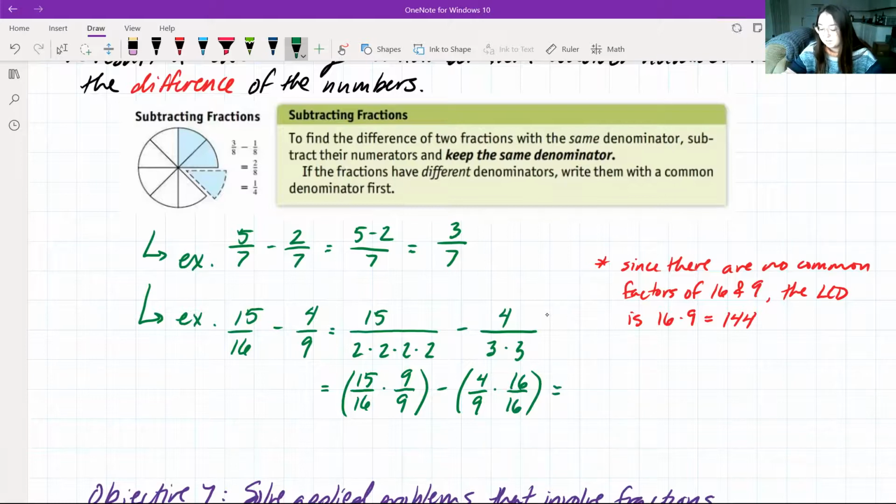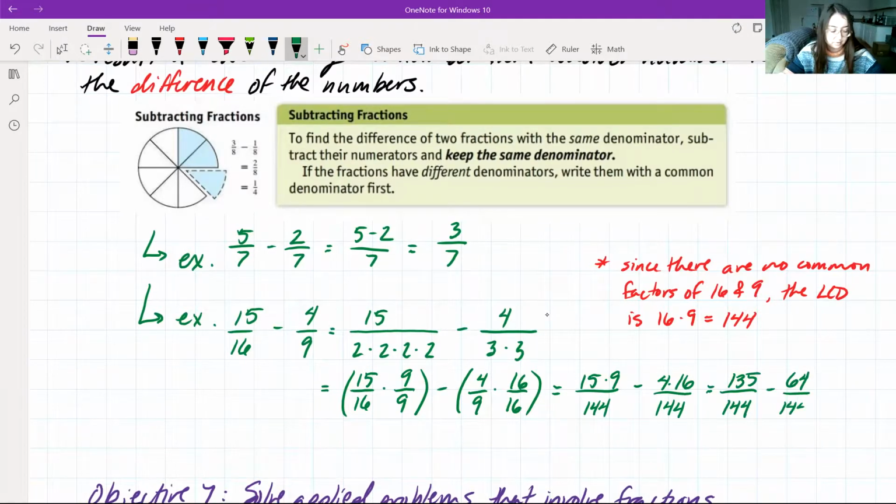And now we just want to multiply these values. So we get 15 times 9 over 144 minus 4 times 16 over 144, which if we simplify these will be 135 divided by 144 minus 64 divided by 144, which when we subtract these values, feel free to use a calculator at any point, this is going to give us 71 divided by 144. And our 71 divided by 144 is in its most simplest form. So that would be our final answer when writing out 15 divided by 16 minus 4 divided by 9.